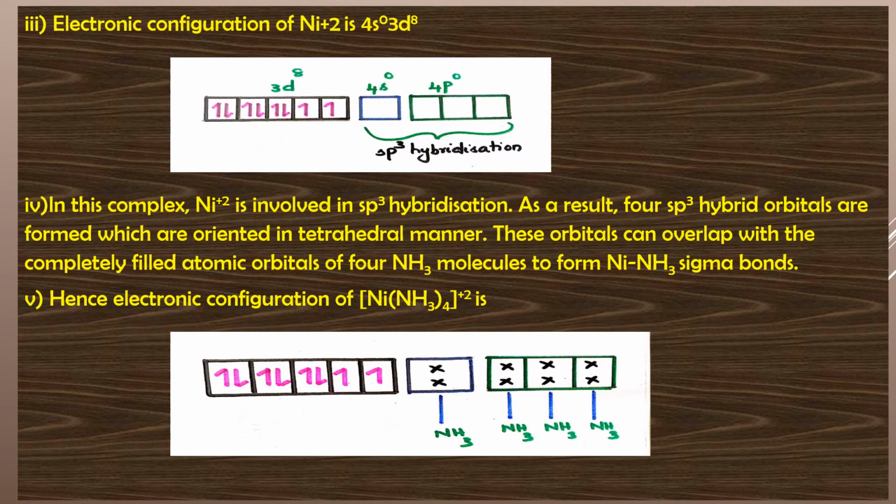Therefore, the electronic configuration of [Ni(NH3)4]2+ is as shown below in the diagram. The 4 vacant orbitals, you can see each orbital is filled by the lone pair of electrons donated by each NH3 molecule. This is the way the complex cation [Ni(NH3)4]2+ is formed. Understood, students? Am I clear on all 5 points?